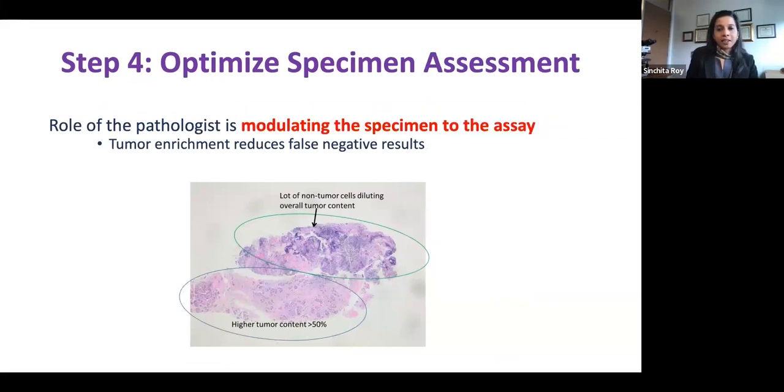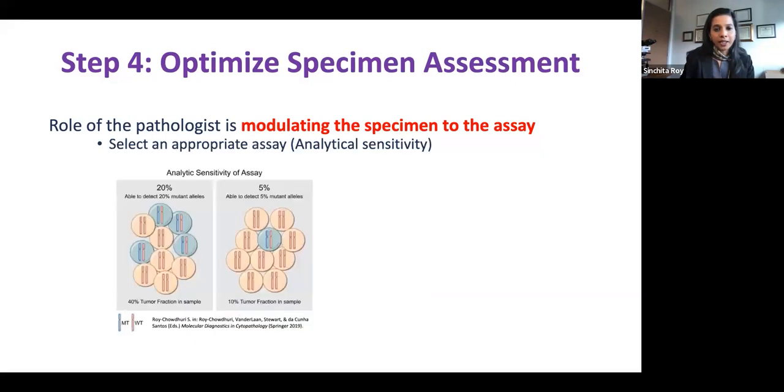And then the last thing in this whole workflow, and I think this is probably one of the biggest roles we have in pathology, is modulating the specimen for whatever biomarker assay you're doing. As I mentioned earlier, you want a certain amount of tumor in your sample because you don't want to drown out the tumor DNA and the ability to detect your mutation with all of the non-tumor cells that will dilute your DNA. This is an illustration of why that's important, because it relates to the limit of detection of your assay, which is the analytic sensitivity.